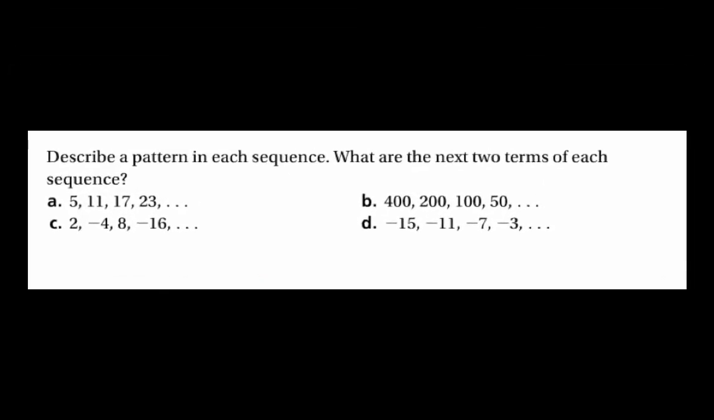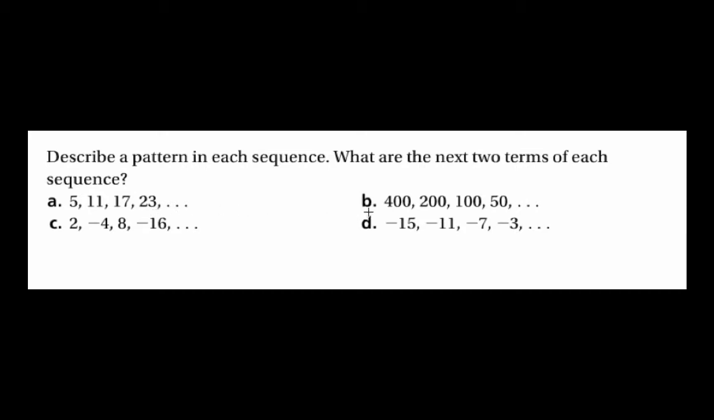Describe a pattern in each sequence. Go ahead and take a second, pause and try these. What are the next two terms of each sequence? On A, if you observe the pattern here, 5, 11, 17, 23, we are adding 6 every time. So the next two terms of that sequence would be 29 and 35.